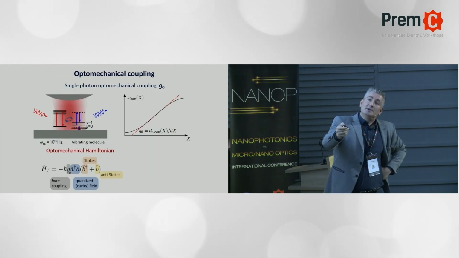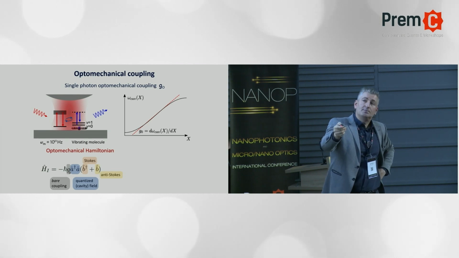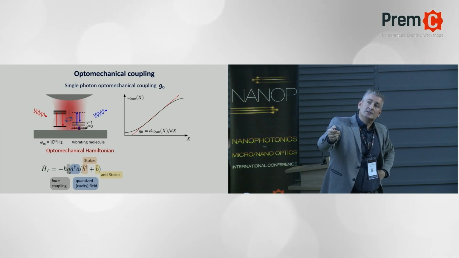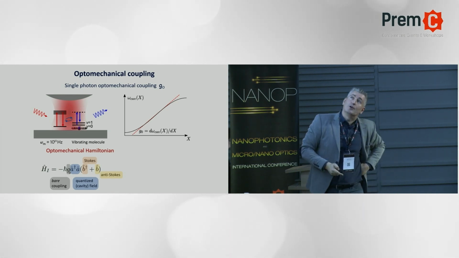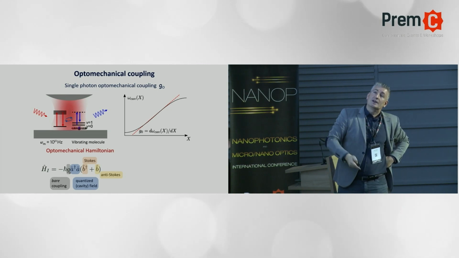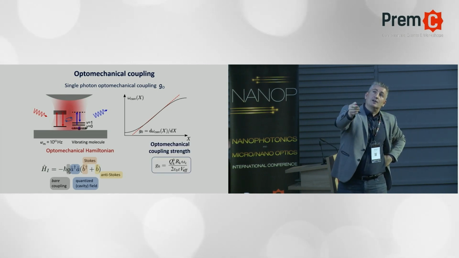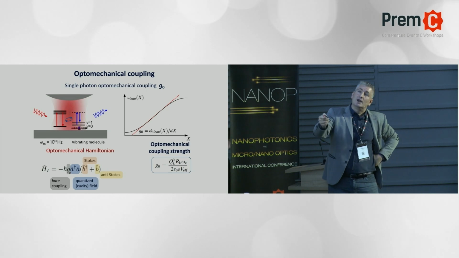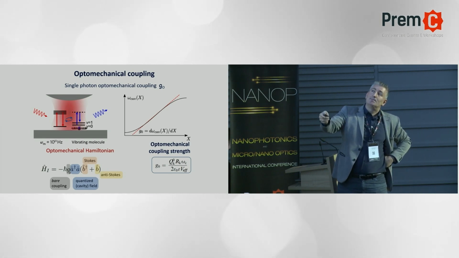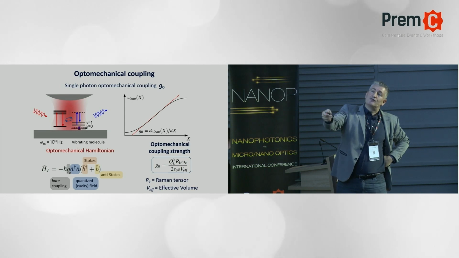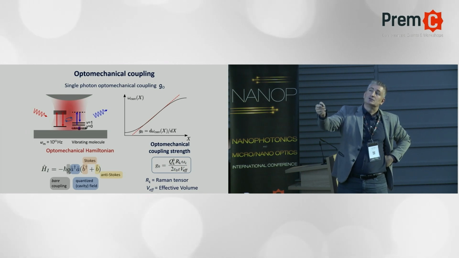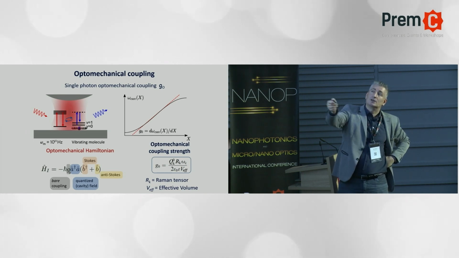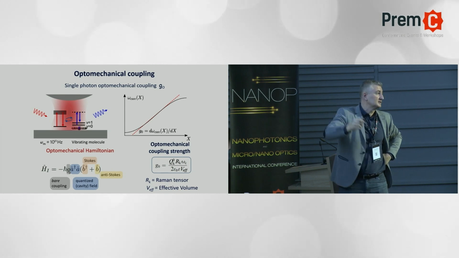So how does it work? Remember that this was the optomechanical coupling Hamiltonian, right? With the G, this is the quantized field, the number of photons, and this is the Stokes, the anti-Stokes, the creation and annihilation of phonons, right? And again, the G is this derivative. So you can actually use that in this kind of a standard Raman tensor and effective mode volume description, and you get to describe this optomechanical coupling as proportional to the Raman tensor, so more Raman tensor, more coupling, and inversely proportional to the effective mode volume. So you can play with the Raman tensor of whatever you put in your molecule and with your effective mode volume to increase this optomechanical coupling.